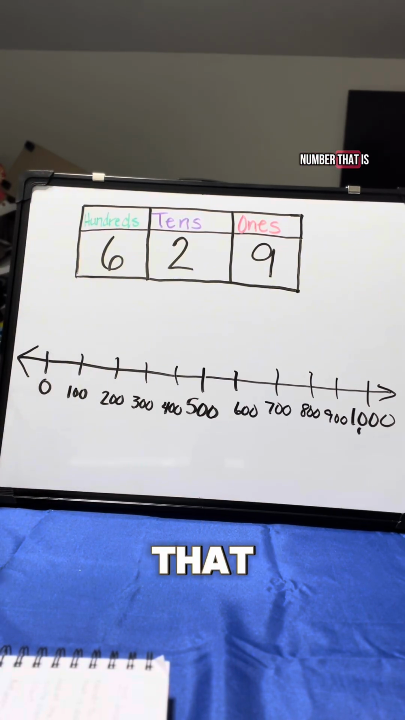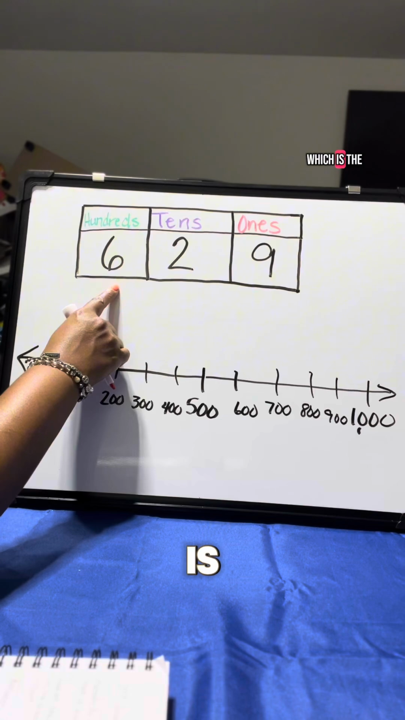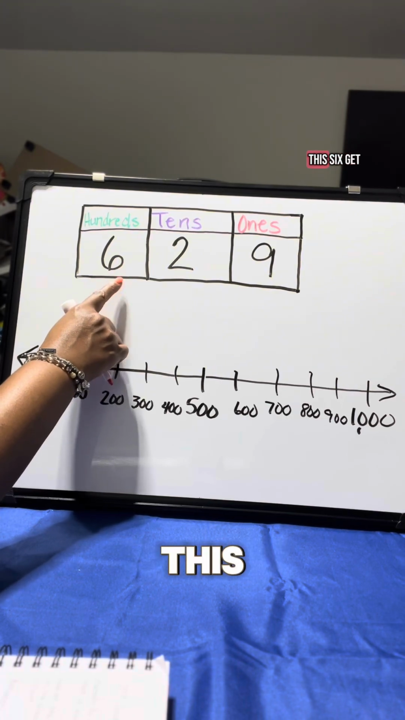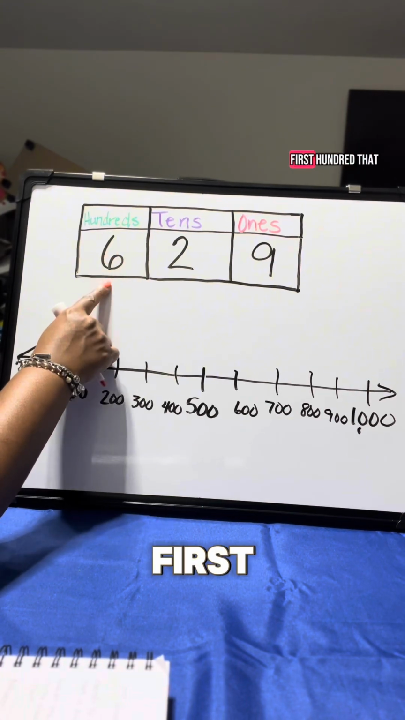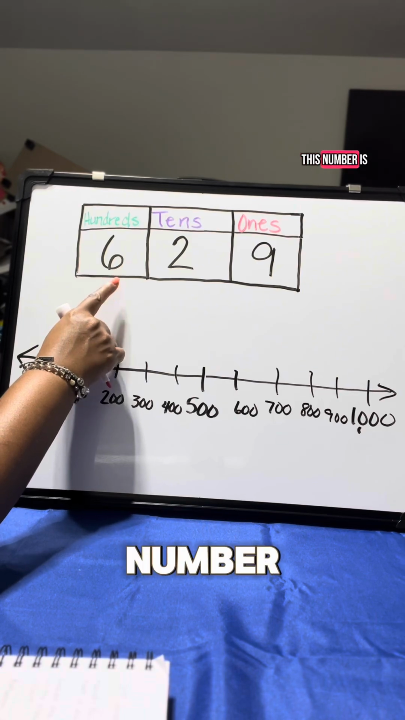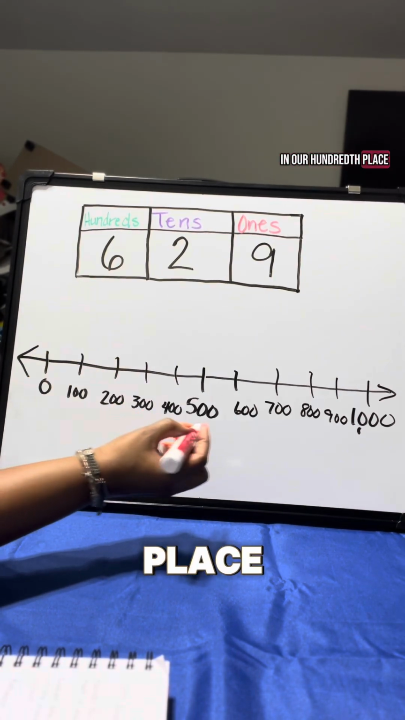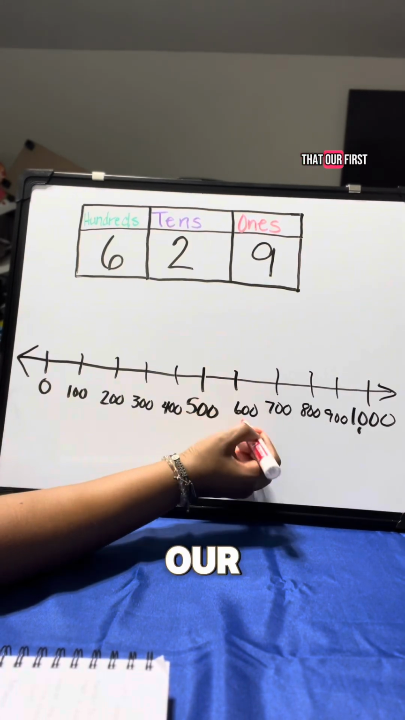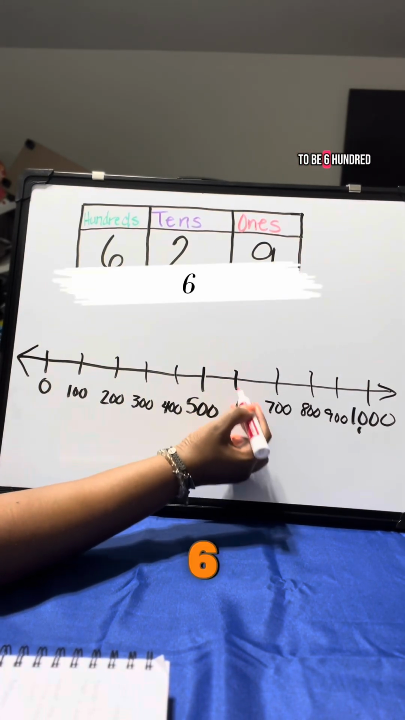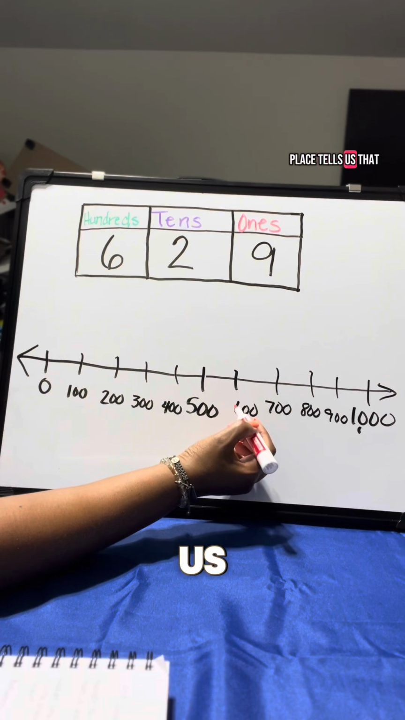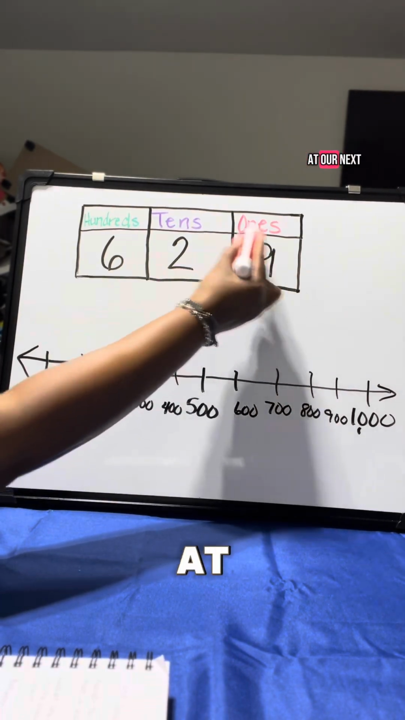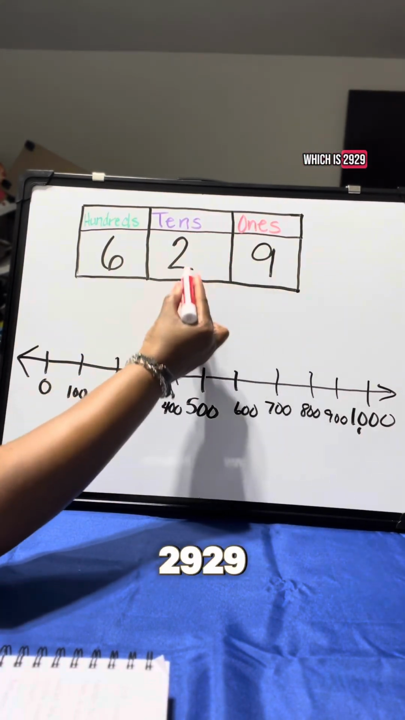In order to figure out what two hundreds this number falls between, we're going to look at the number in the hundreds place, which is the 6. This 6 tells us the first 100 that this number is going to fall between. 6 is in our hundreds place, so that tells us right there that our first 100 is going to be 600, because the hundreds place tells us that. Then we look at our next part of the number, which is 29.